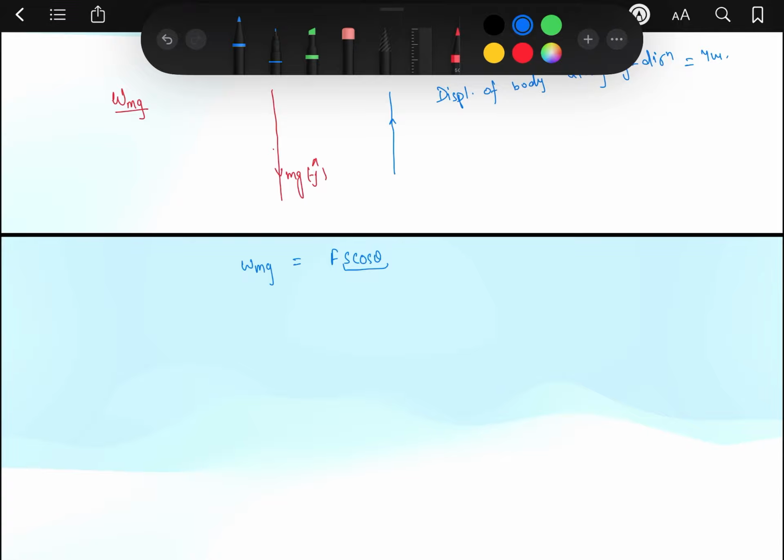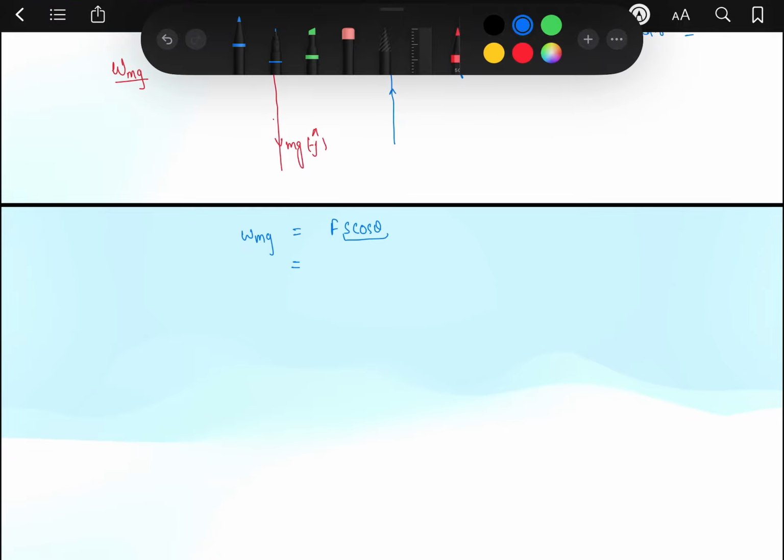That means there is a 180-degree angle between them. So this work done will be negative, that is mg into 4 minus 4. So work done by mg will be equal to negative 4 mg joules. Okay, let me call it equation number 1.